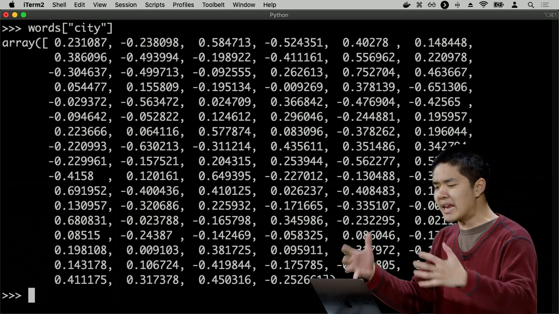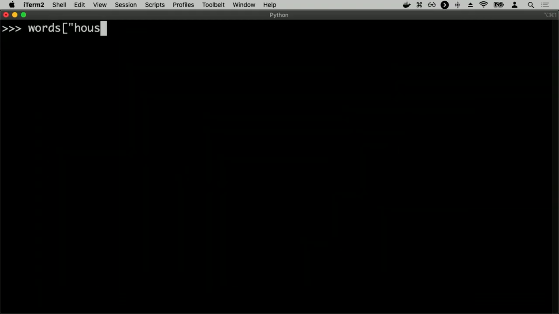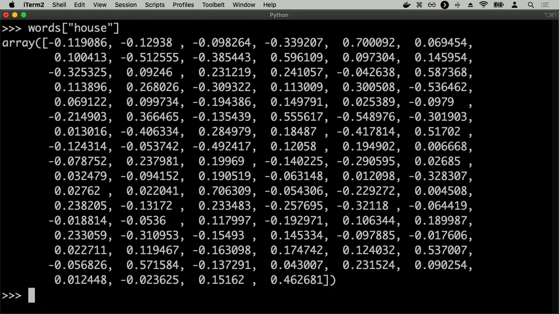And this doesn't mean anything in terms of what these numbers exactly are, but this is how my computer is representing the meaning of the word city. I can do a different word, like house. And here then is the vector representation of the word house, just a whole bunch of numbers. And this is encoding somehow the meaning of the word house. And how do I get at that idea?